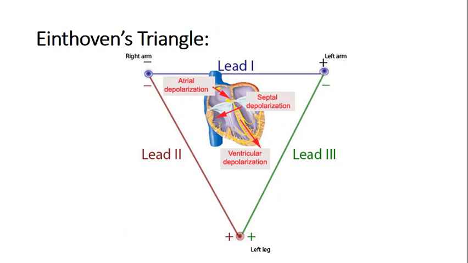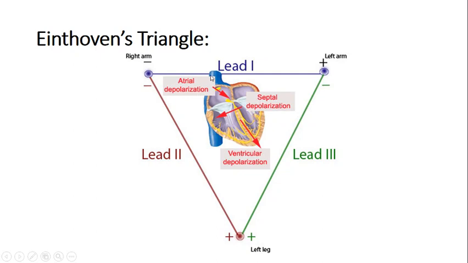Going into the EKG, this is Einthoven's triangle. Einthoven was the one who really brought EKGs to the forefront and put them into medical use. And this is very basically the three leads that he originally used: right arm, left arm, and left leg, or leads 1, 2, and 3.